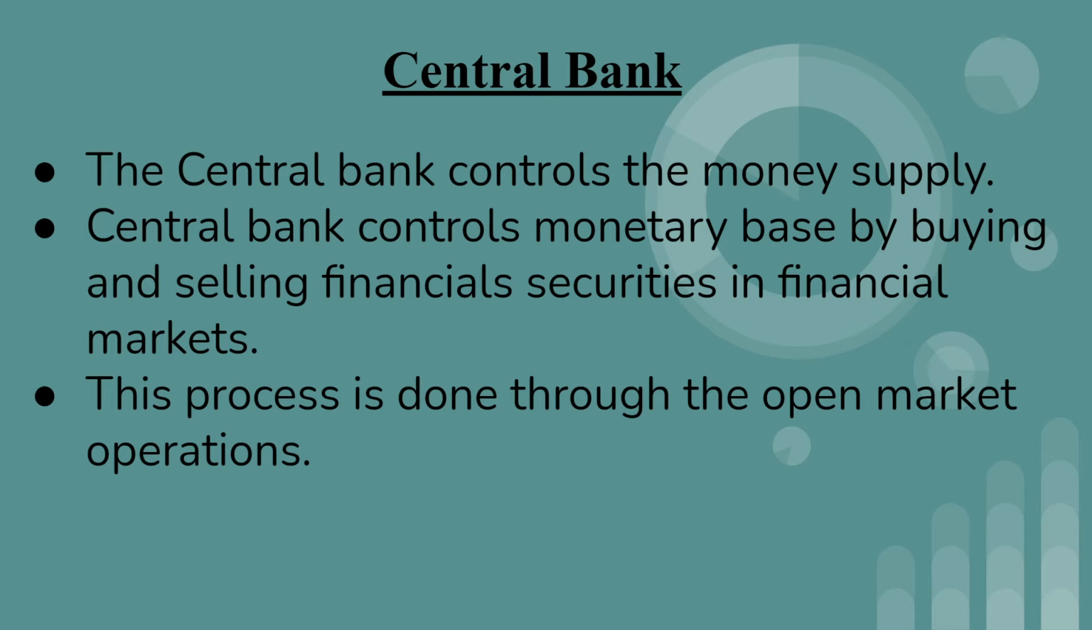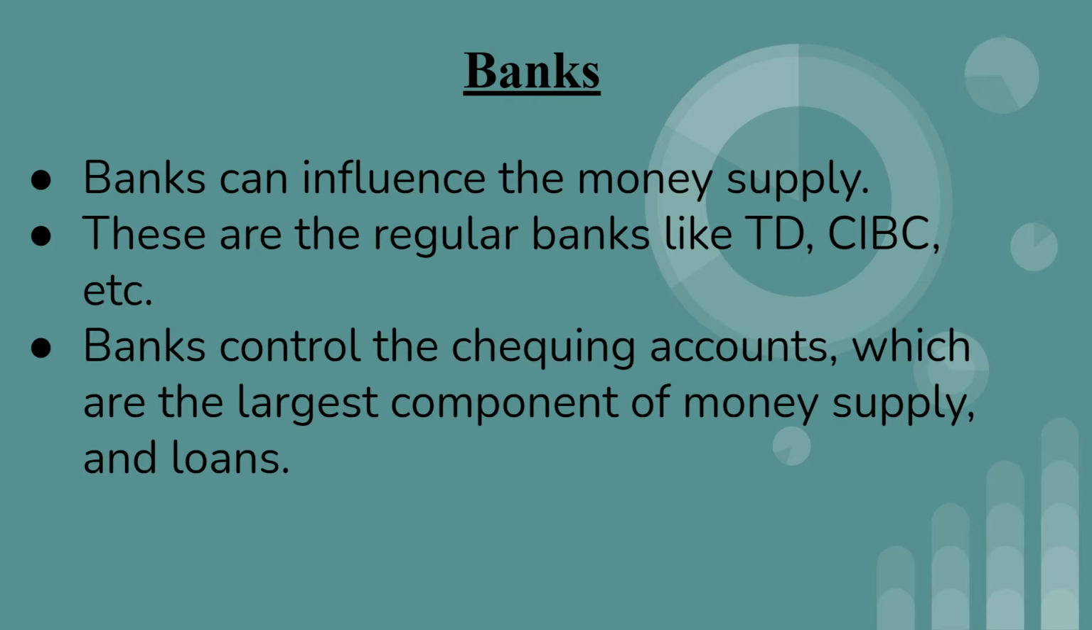The second thing that has an effect on the money supply is banks, like commercial banks, like TD Bank. These commercial banks control the checking accounts, which are the largest component of the money supply, and they also control loans, and through that they have an effect on the money supply. Because if I deposit some money in the bank and somebody else borrows money from the bank, through that process we're creating money, and the bank is affecting the money supply.